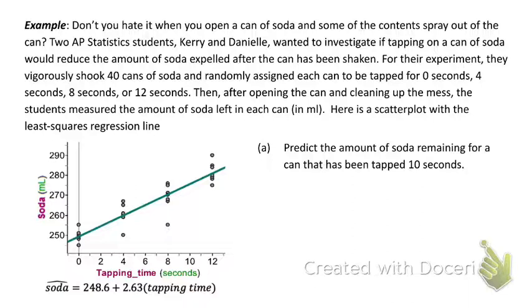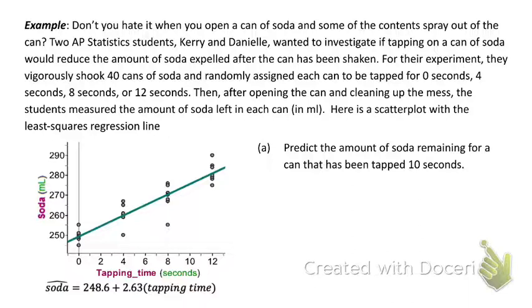248.6 plus 2.63 times the tapping time, and that's our x variable. It is very common to write the variable name instead of writing the x and the y. That way you don't have to wonder what is x and what is y. So that's pretty common.